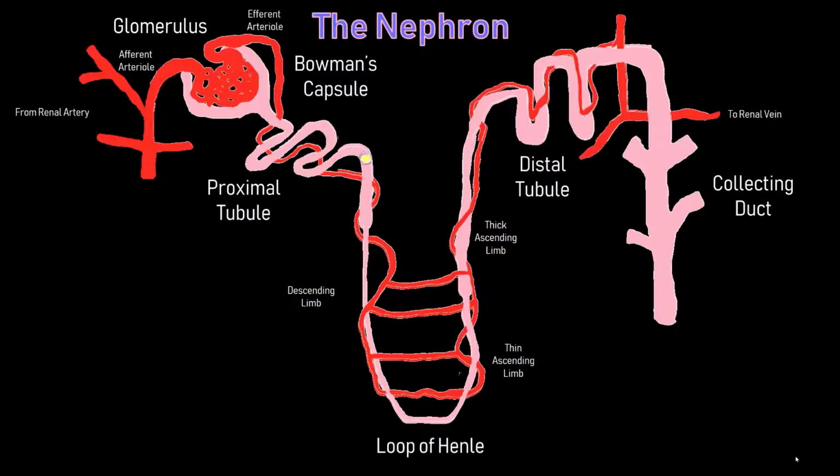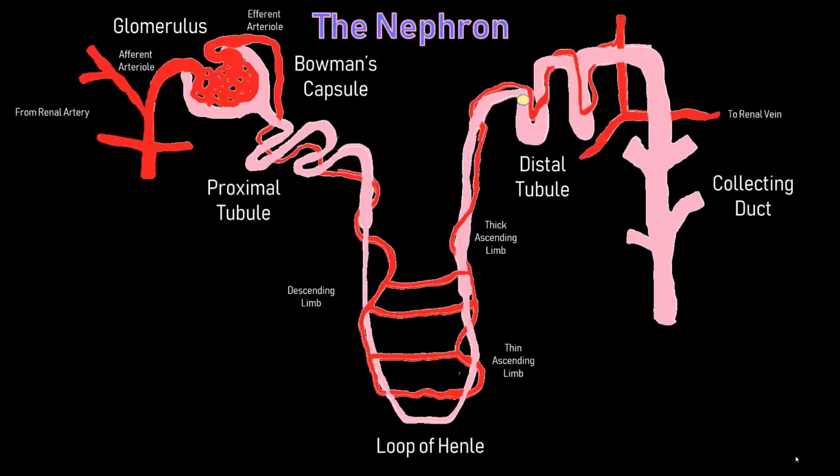Now plasma moves into the loop of Henle, which has 3 parts: the descending limb, thin ascending limb, and thick ascending limb. Each part has a slightly different role, which we'll cover later, but generally it's involved in the concentration of urine and the reabsorption of many important ions, including sodium, calcium, chloride, magnesium, and water.